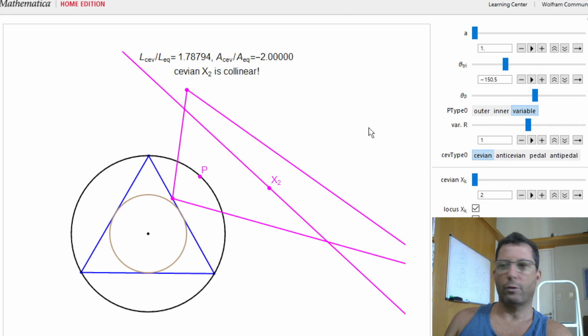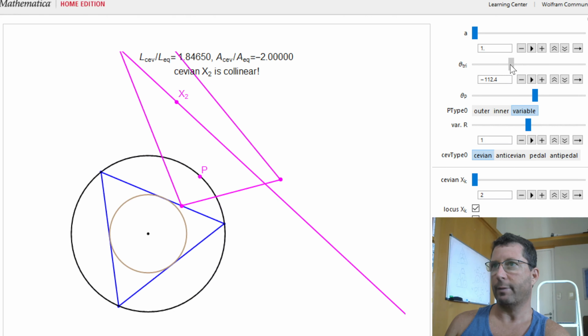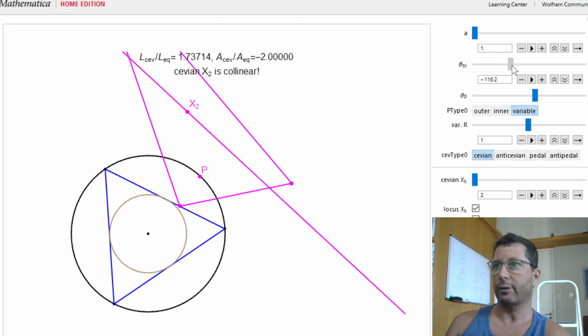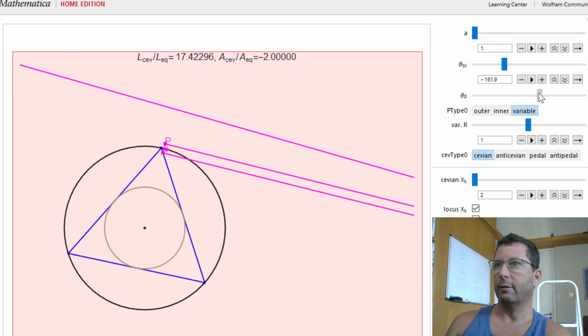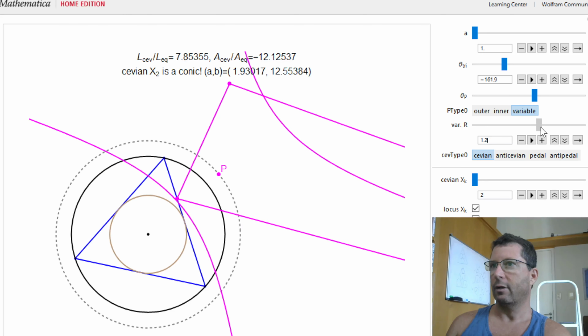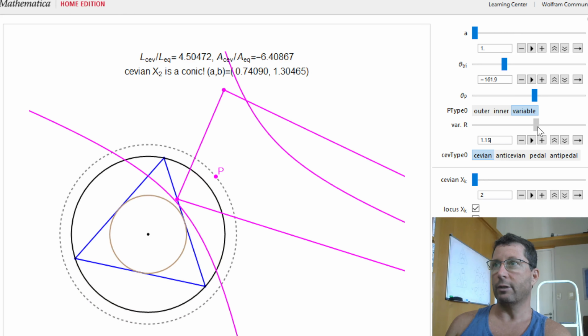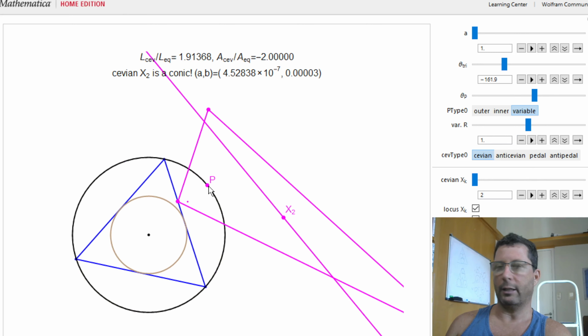So what happens to these loci of triangle centers of cevians with respect to a rotating family of equilaterals as P is no longer on the circumcircle of the family, but is at some intermediate distance from the center of the family? For example, let's make this distance larger than the circumradius. Now something interesting is happening here. Exactly when P is on the circumradius, the locus is a straight line, as we saw before.